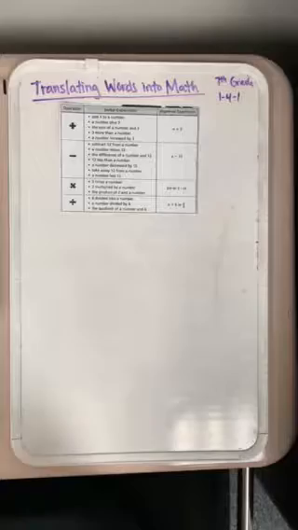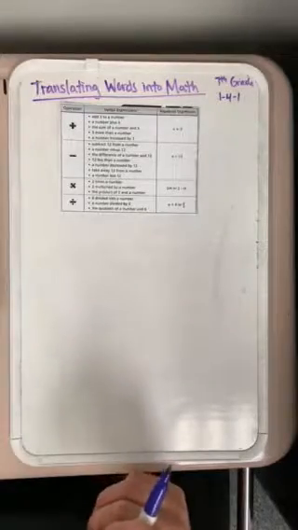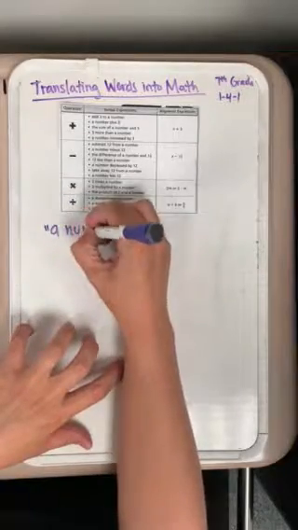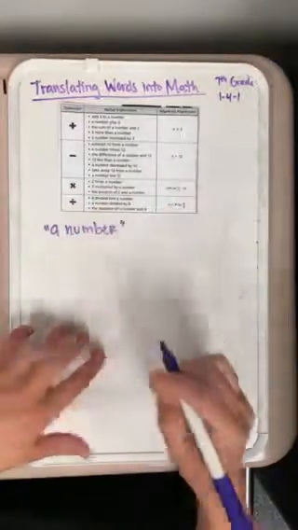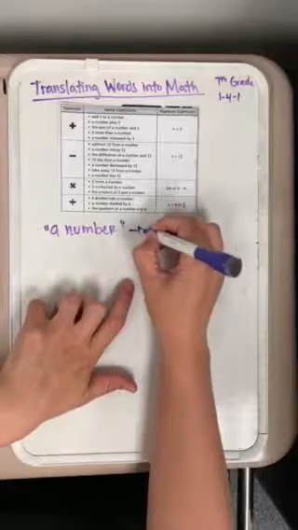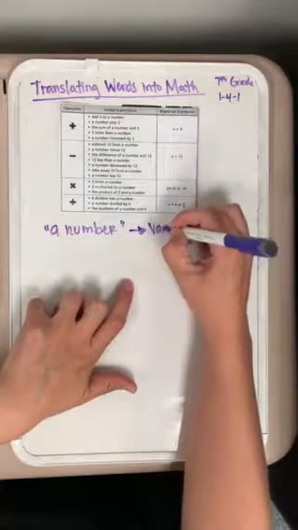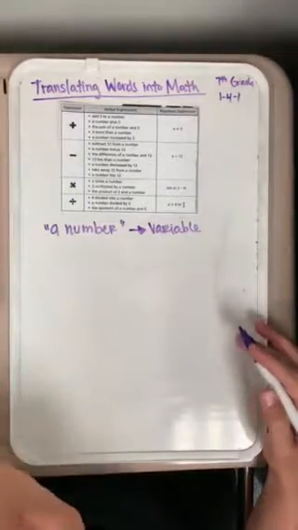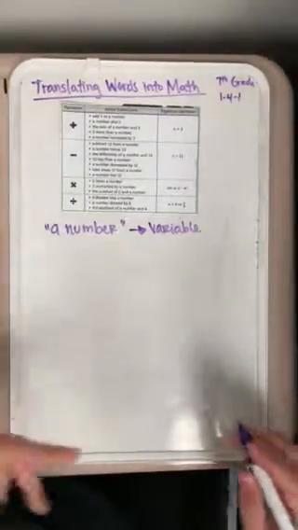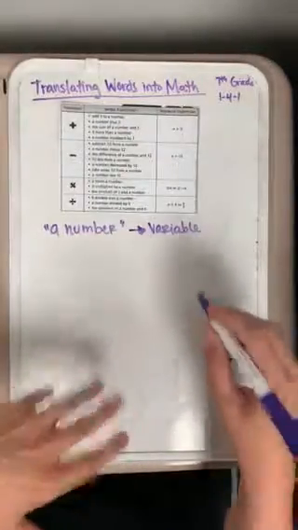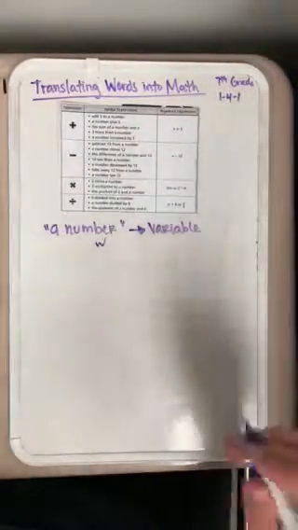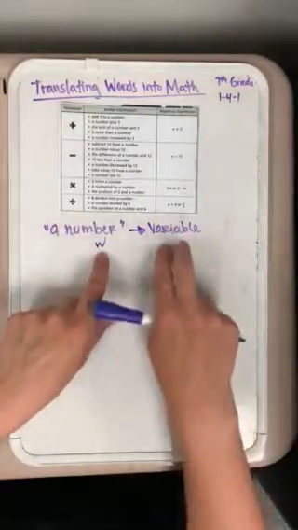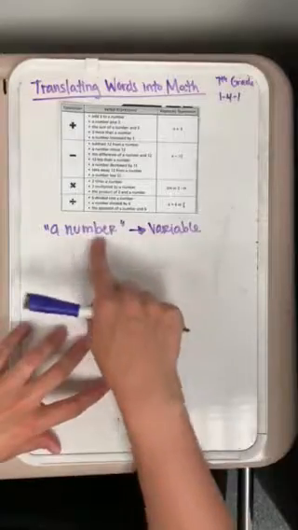The one that I want to point out first is whenever it's talking about a number. If ever you see a number, that is a number that we don't know. Therefore, we represent it with a variable. Sometimes they'll tell you which variable to use. Other times you get to decide. So watch out if they say a number W is whatever, you need to use W as your variable. If they don't, you get to decide.